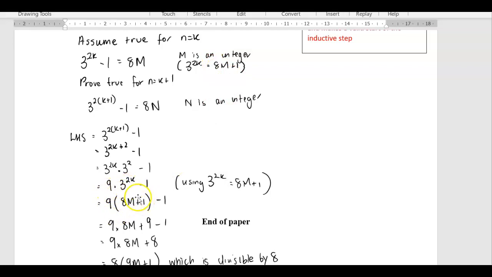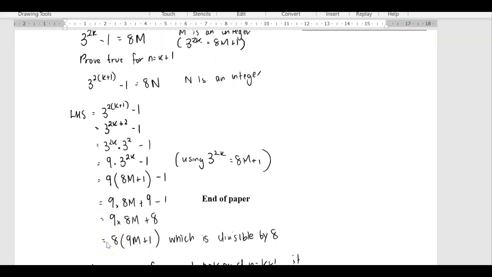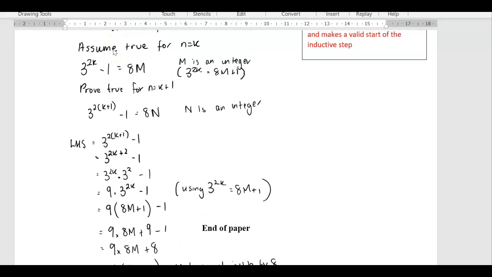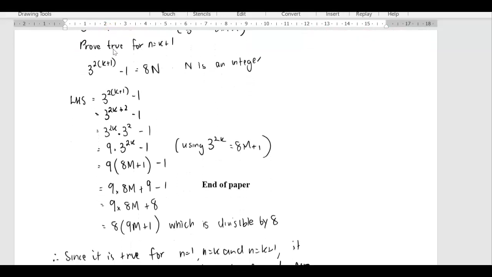Expanding out the 9, I'm going to end up with 9 times 8m plus 9, minus that 1, which gives us 9 times 8m plus 8. Factorise out an 8. I've got 9 times some integer plus 1, and it's multiplied by 8, so it's divisible by 8. So that's the format that we want for these. You're always trying to find a way to substitute your assumption case into your inductive case.